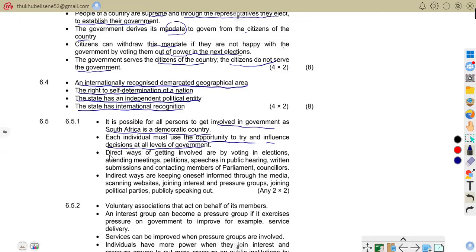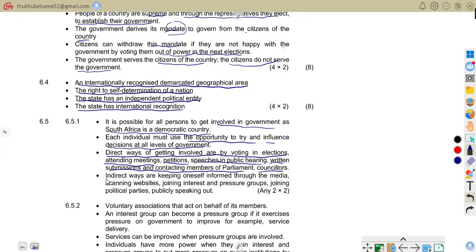Then, direct ways of getting involved are voting in elections, attending meetings, petitions, speaking in public hearings, written submissions, and contacting members of parliament and or councillors. So we are talking about direct ways of involvement here. For example, signing a petition against corruption in local government. That is a direct way of getting involved.